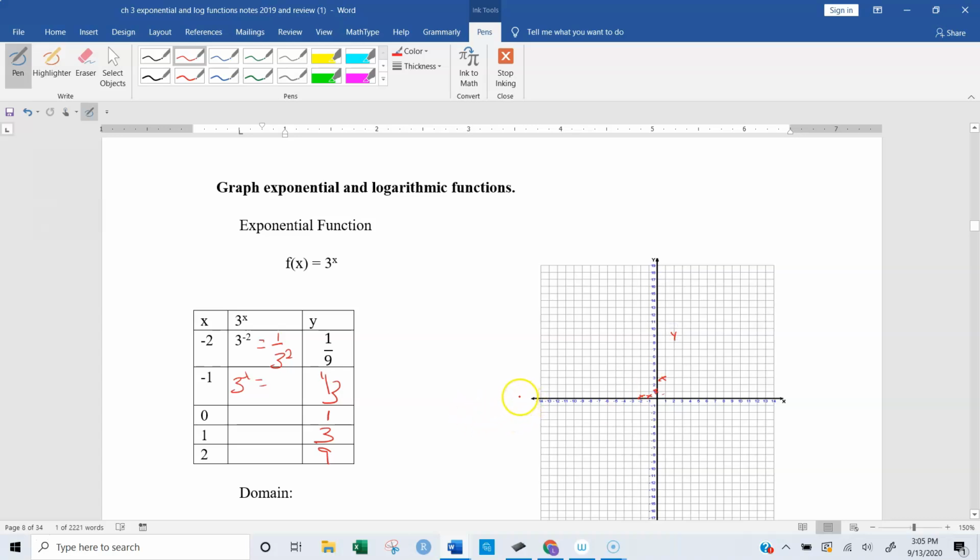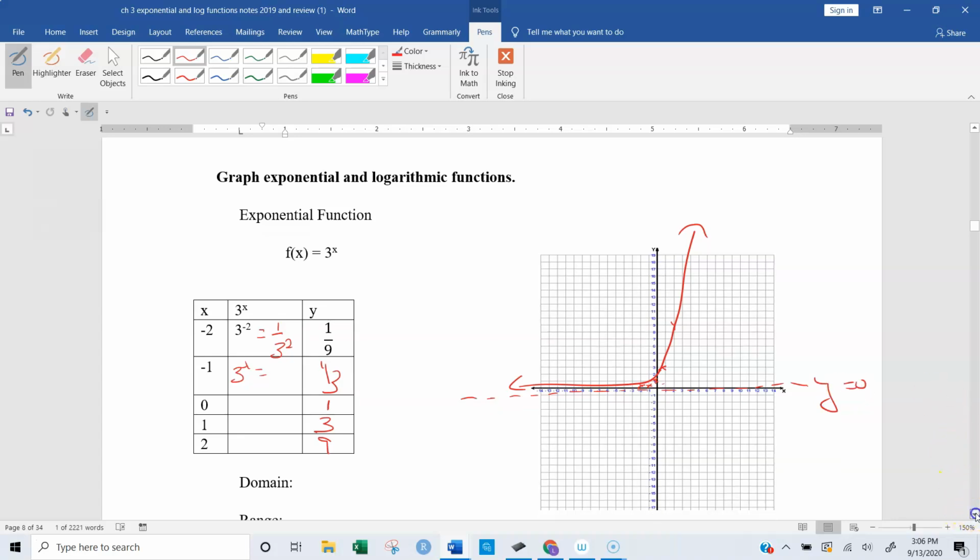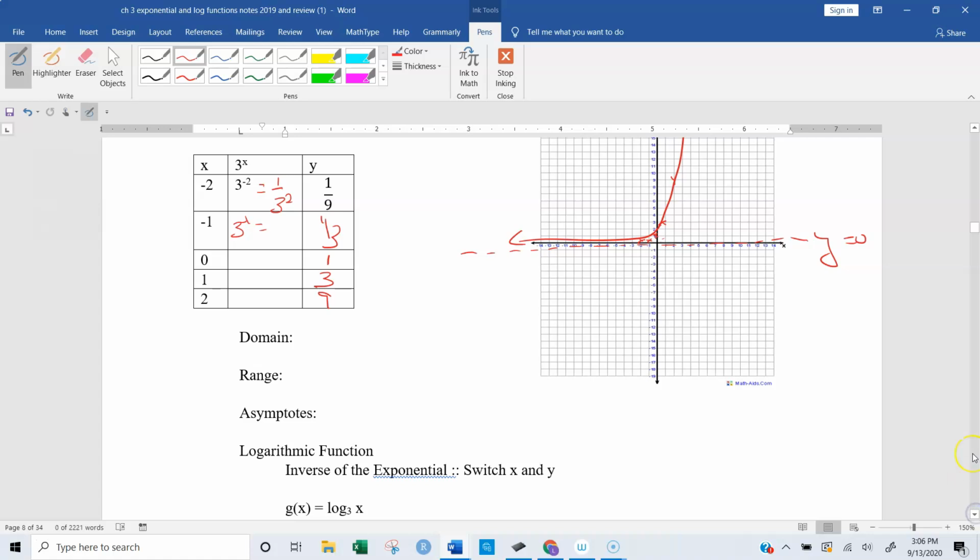If you notice, no matter what number you plug in for x, it will never equal 0. The larger the negative number, the closer to 0 it gets, but it will not equal it. So the x-axis, or y equals 0, is an asymptote. It will approach it, but it won't cross in this case. So the domain is, what can x be? Well, that's any value on the x-axis, because I can plug anything in. So it's -infinity to infinity.